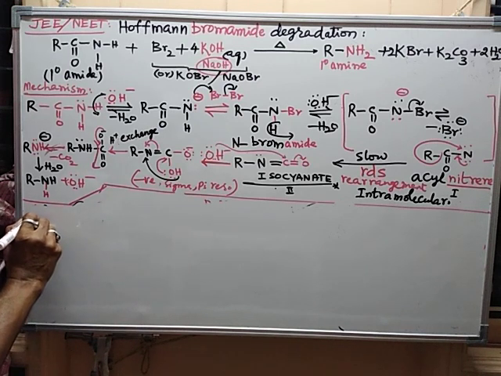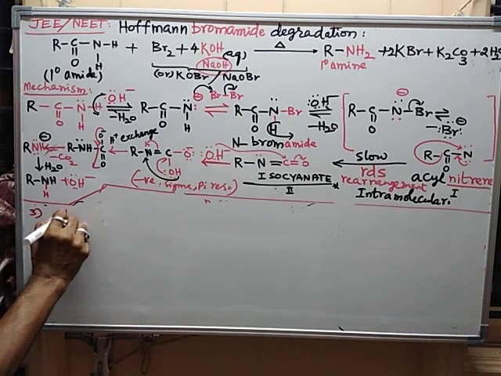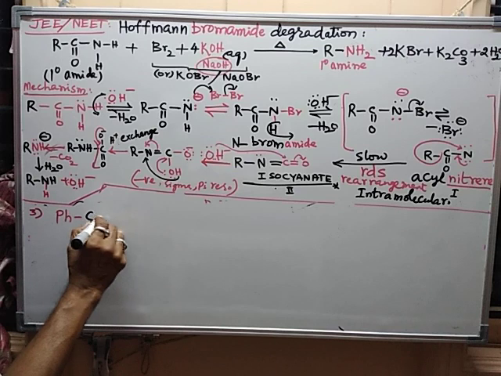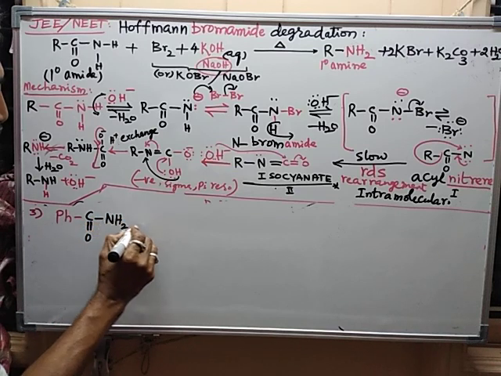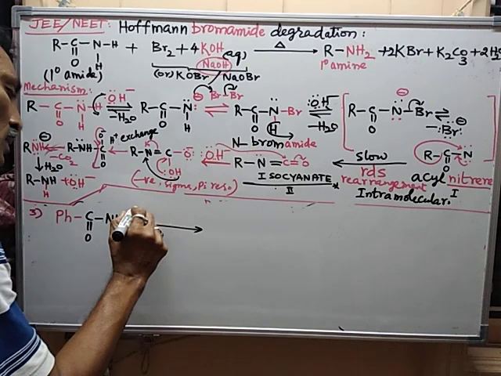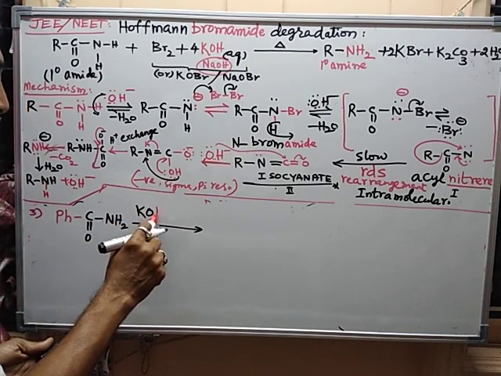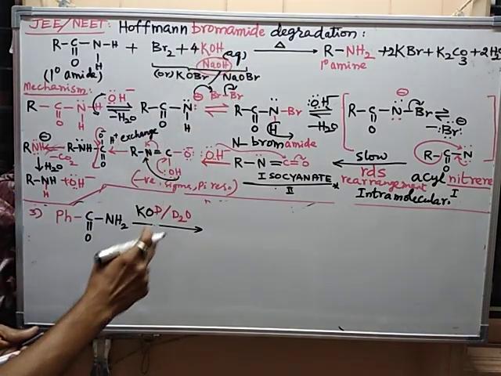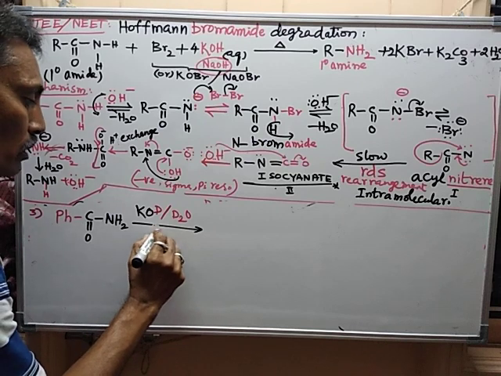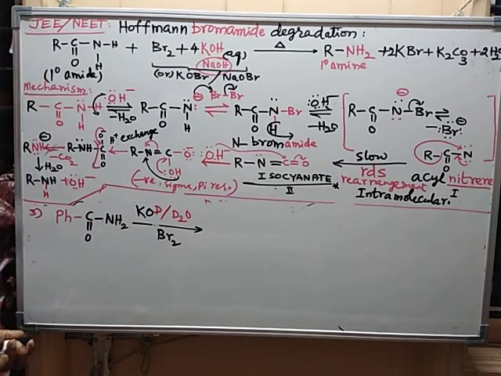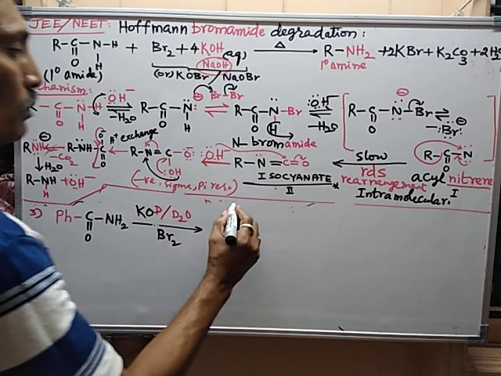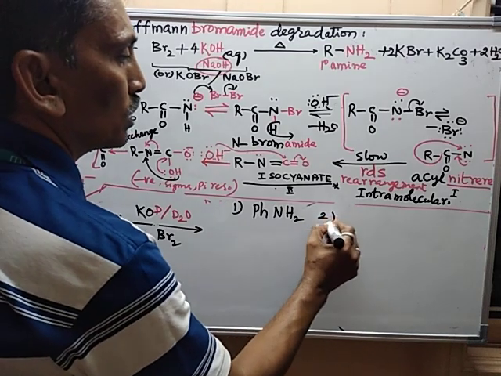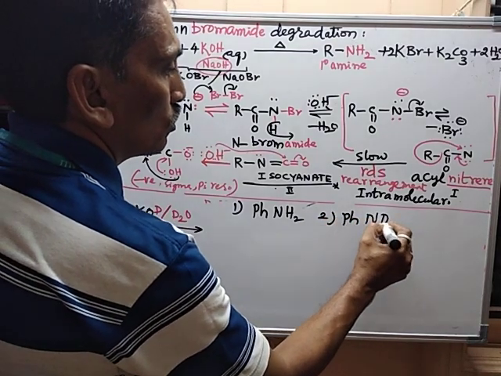Third example to be taken, that is phenyl group with amide, C double bond O, NH2, treated with potassium deuteroxide dissolved in heavy water, like an aqueous solution. It is a heavy water solution with Br2. The product is? So options are to be given. Yes, option 1 is PhNH2. Option 2 is PhND2, which is correct.